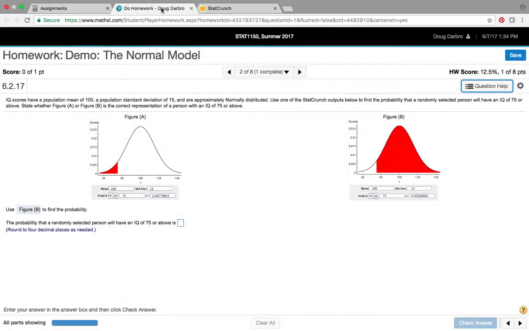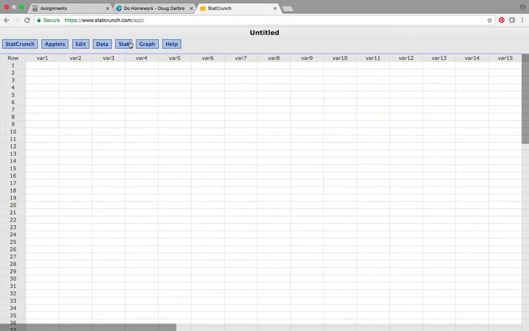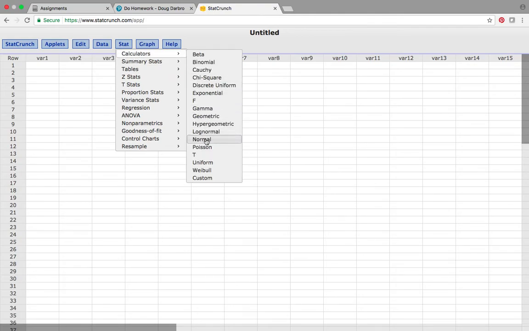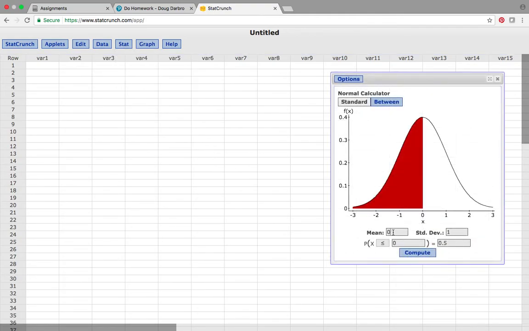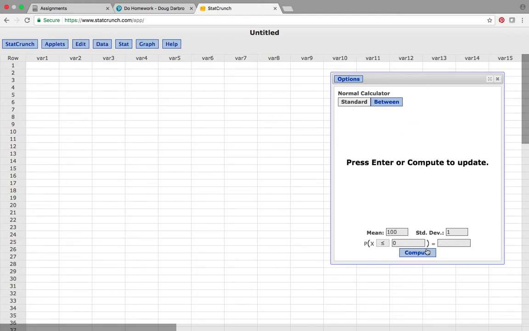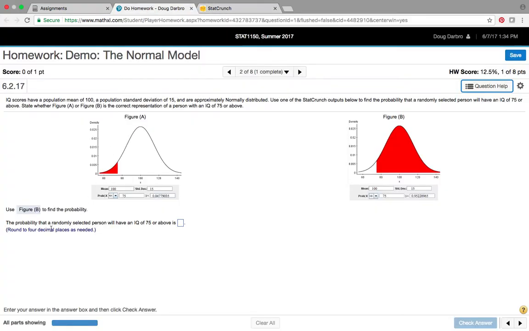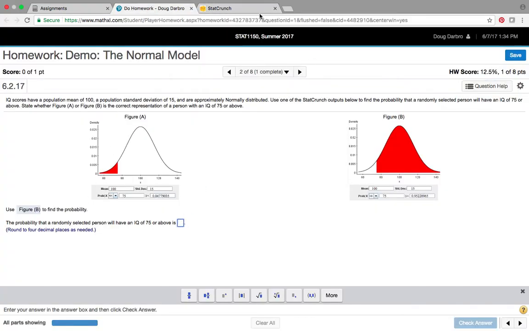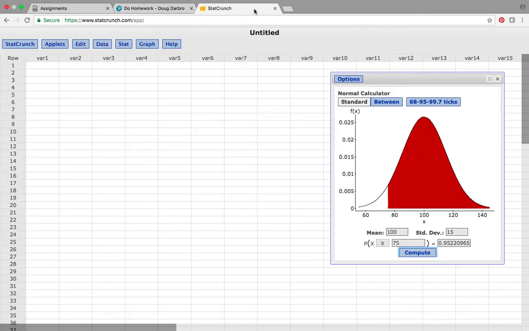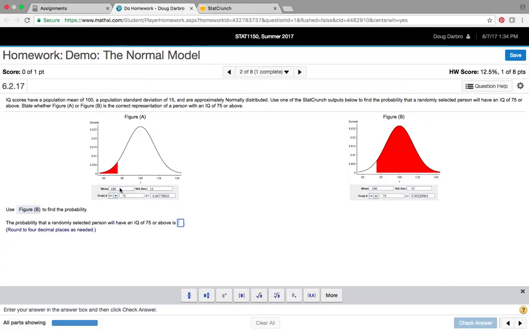All right. So what we need, IQ of 75 or above. So we'll go to Stat. We'll go to Calculator. Normal. So we have a mean of 100. Standard deviation 15. Above 75. Compute. So let's go back and see how many places we're supposed to round to. 4 places, right? So it looks like to me it'd be 0.9522.